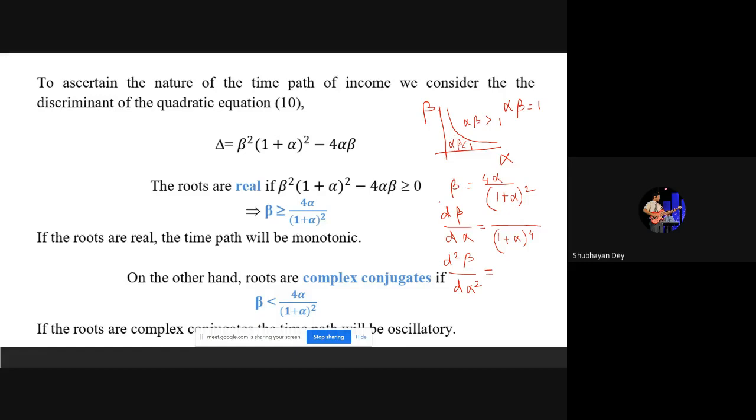then bracket 1 plus alpha minus (1 plus alpha) whole square into 4 minus 4 into (1 plus alpha) whole square. Minus 4 into (1 plus alpha) whole square. This thing. Yes, ma'am. So everybody got this?